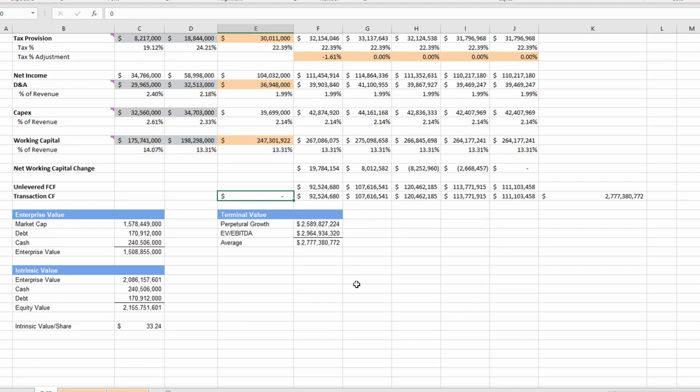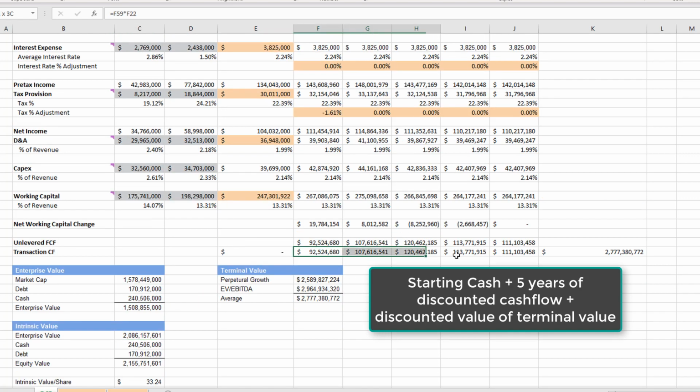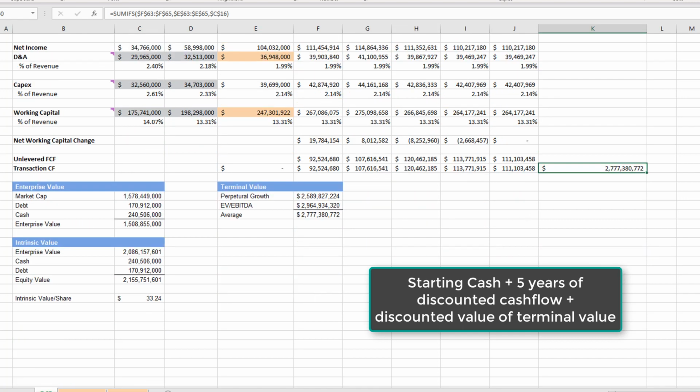And so you have kind of the three parts, right? You have the starting cash and kind of what the company has on its books, plus the next 5 years worth of cash flows. And then lastly, you have the terminal value from all the cash flows from that point on. So you're discounting all of that back to today's value or equity value. In this case, we're saying $2.15 billion in equity value is the expected value of this company, or the fair value. And so that comes out to $33.24.